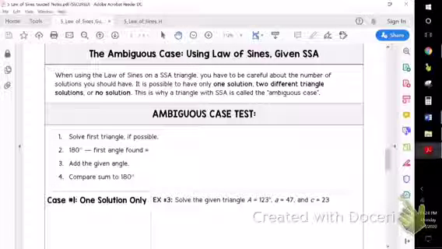So, the ambiguous case test. To find it, first you're going to solve the first triangle if possible. Then you're going to take 180 degrees minus the first angle that you found. You're going to add the angle that was given and compare that sum to 180 degrees. Remember, you can only have 180 degrees in your triangle. So, if the angle that you find plus the angle that was first given add together to be 180 degrees or more, then that's not going to work. There will not be a second triangle.